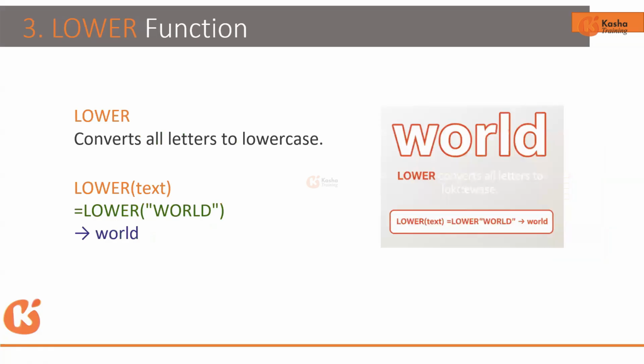Third function is the LOWER function, just the way we have seen uppercase. Similarly, you also have lowercase, and it will convert all the characters to lowercase. For example, here you can see we have given the word in uppercase, so it has converted into lowercase. So that is the third function.